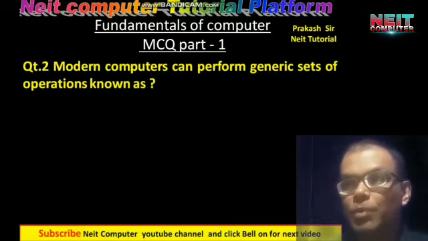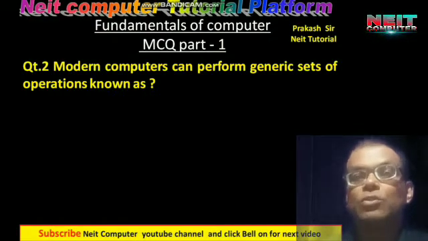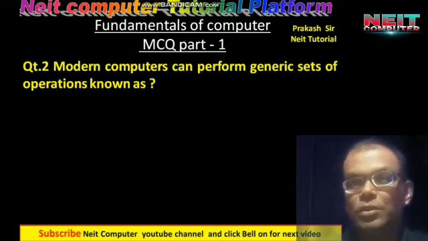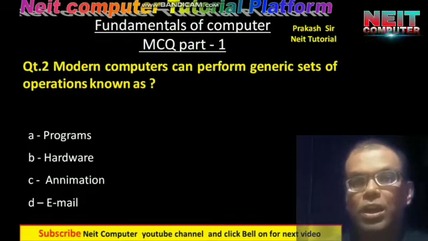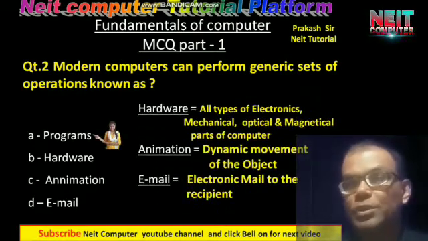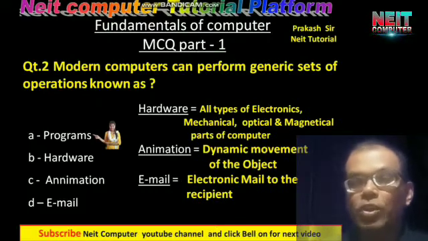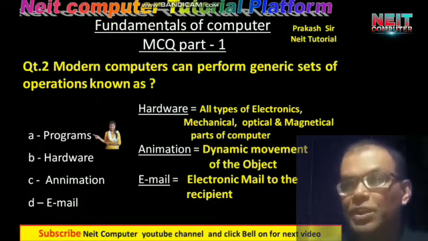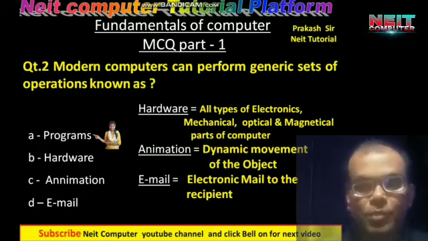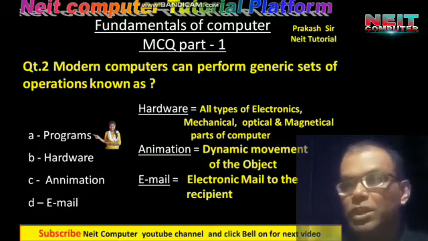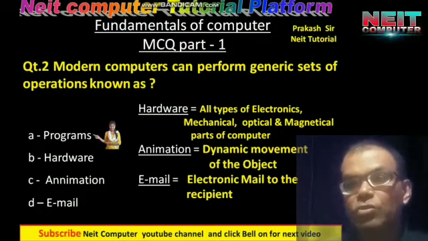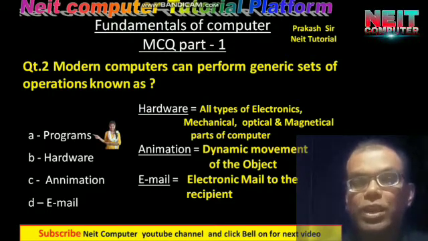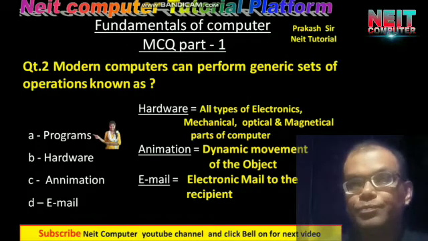Modern computers can perform generic set of operations known as. The options are programs, hardware, animation and email. The correct answer is programs. Hardware means all types of electronic, mechanical, optical, magnetical parts of a computer. Animation is the dynamic movement of the object. Email is the electronic mail to the recipient. So that is why the correct answer is programs.